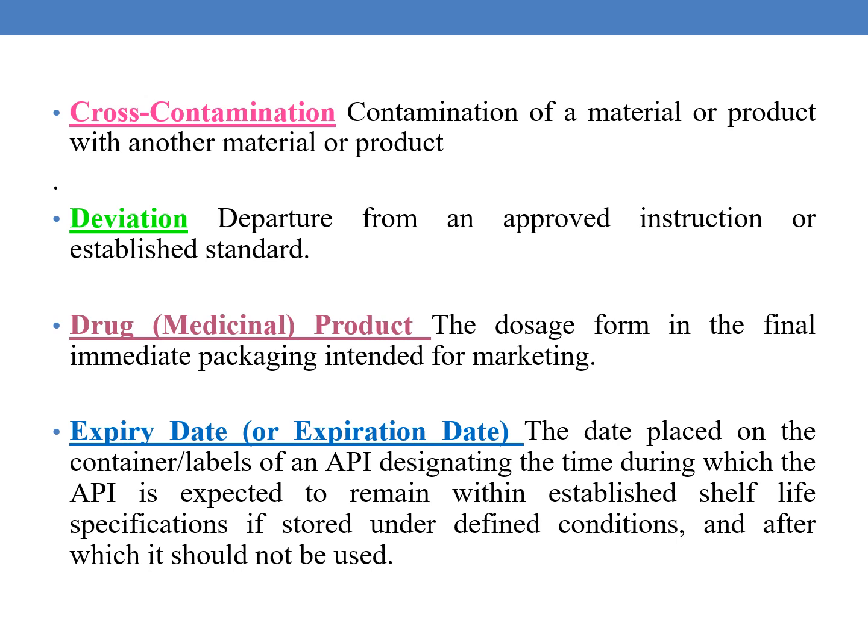What is expiry date or expiration date? The date placed on the container or labels of an API designating the time during which the API is expected to remain within the established shelf life specifications if stored under defined conditions, and after which it should not be used. After the expiry date, we should not use the drug product.